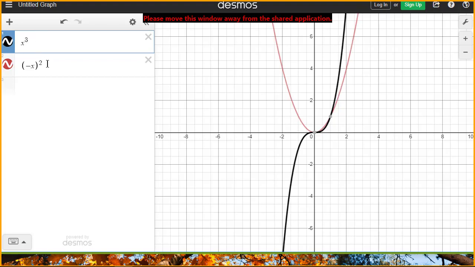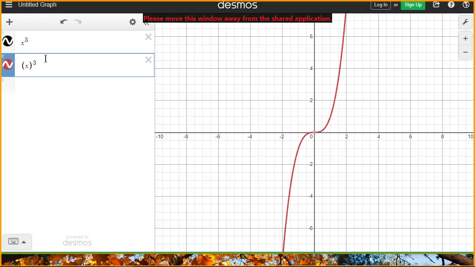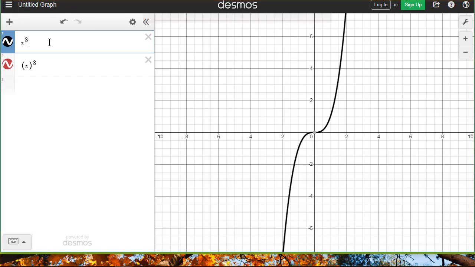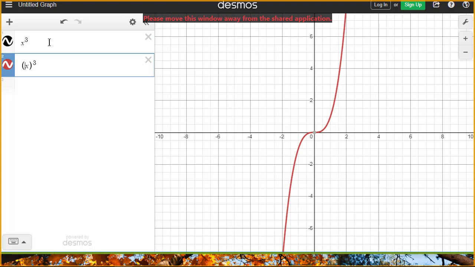So somebody said to try this with to the third. So I'm going to take the negative out of there. Can't give you the answer yet, right? So we have x to the third, which gives us this cute little cubic, right? It's cubic, so one end goes one way, one end goes the other way. And on this guy, if I put a negative out front, what do you think is going to happen? It's going to move it down. Anybody else got anything?